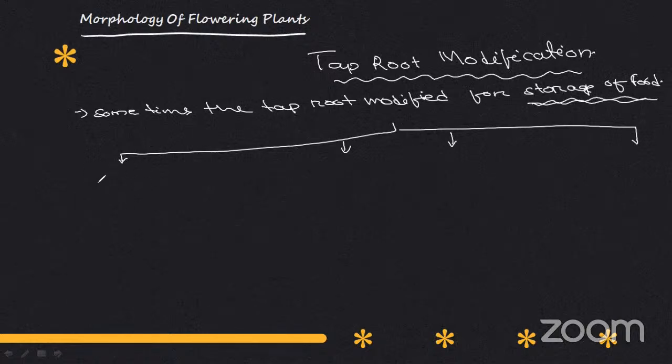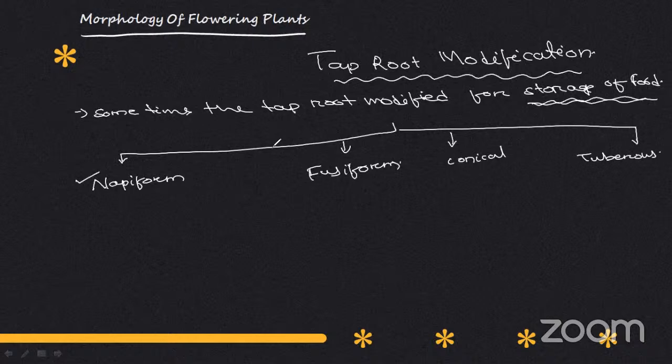So one is your napiform modification. Next one is your fusiform modification. Then another one that is the conical, and another one that is the tuberous. For the storage of food, the root has to store the food, then it has to modify into different shapes. One of the shapes is the napiform shape. Next one fusiform, conical, and tuberous.